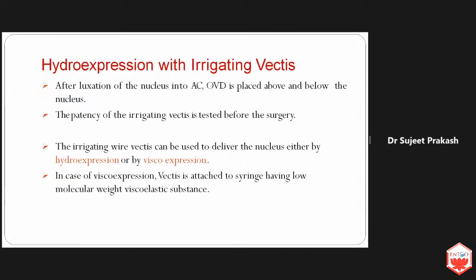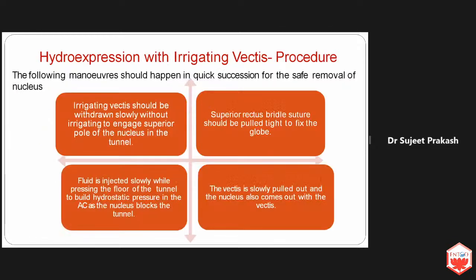And coming to the next procedure, which is hydroexpression with irrigating wire vectis. After luxation of the nucleus into the anterior chamber, OVDs are placed above and below the nucleus, and the patency of the irrigating vectis is tested before surgery. The irrigating wire vectis can be used to deliver the nucleus by two techniques, either hydroexpression or viscoexpression. In case of viscoexpression, the vectis is attached to a syringe having a low molecular weight viscoelastic substance.